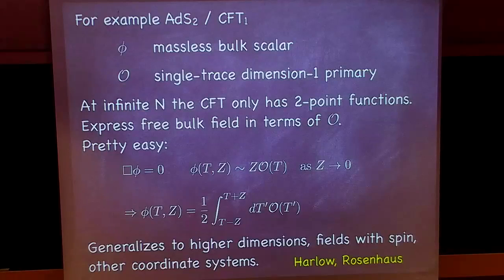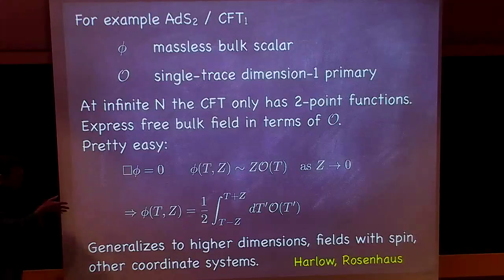Bulk fields, if you like, have Wilson line tails that extend off to the boundary in the z direction. So there are non-local commutators. That all works out very neatly. There's a nice story.